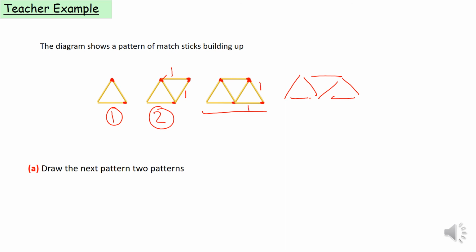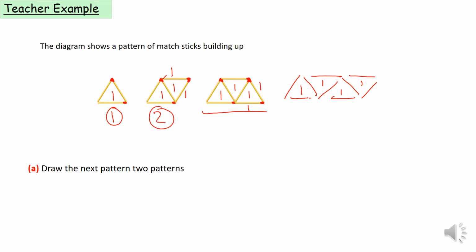In the third pattern, again another 2 were added on to form another triangle. So the first pattern had 1 triangle, the second one had 2 triangles, 1 and 2, the third one had 3 triangles, 1, 2 and 3. So the fourth one therefore needs to have 4 triangles. So I will need to add on another 2 matchsticks. Now if you look at this carefully, you've got 1, 2, 3 and 4 triangles.